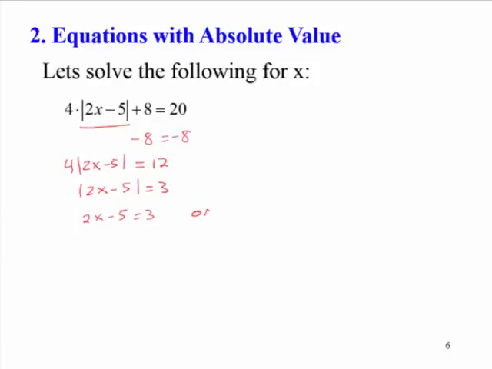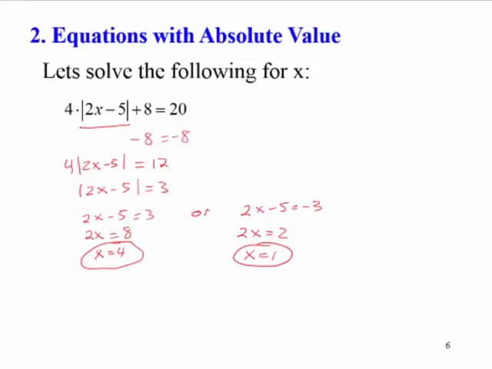Okay. So then 2x plus 5 and x is equal to 4. And 2x plus 5 and x is equal to 1. And there's our two solutions when you have absolute value.